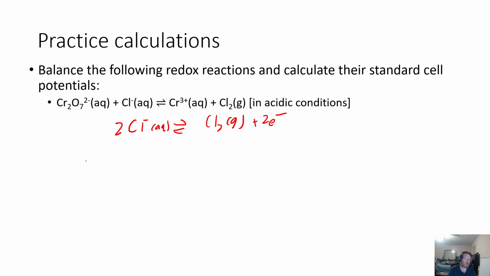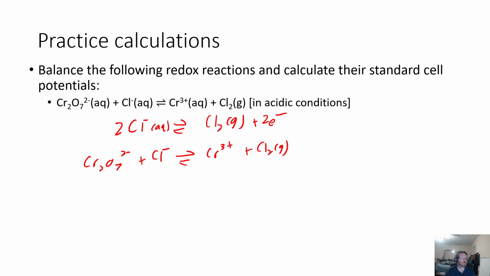Then, for my other reaction, I've got Cr2O7 2- aqueous plus chloride aqueous in equilibrium with chromium 3+ aqueous plus chlorine gas. Note, in some texts you'll see, and I just realized I did this shorthand, we will end up not writing aqueous on the ions. We'll assume, hey, we're doing this in aqueous solution, it's got to be aqueous, and then we'll just put the phases on the other stuff, like the gases, liquids, and solids. So that's why that happened there.